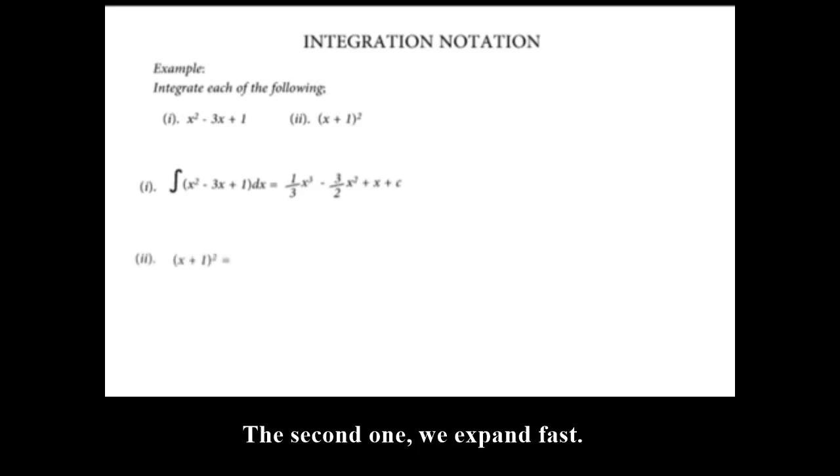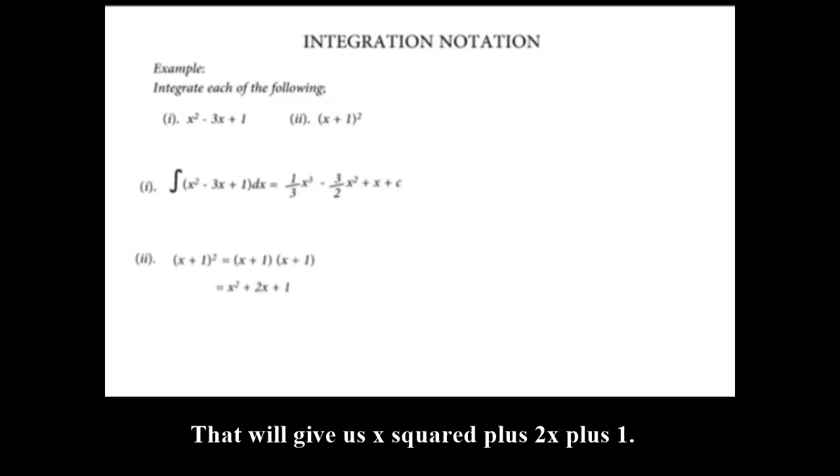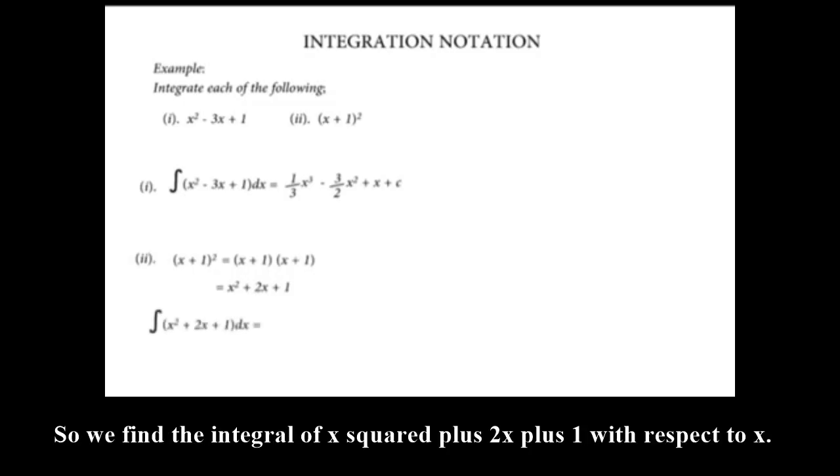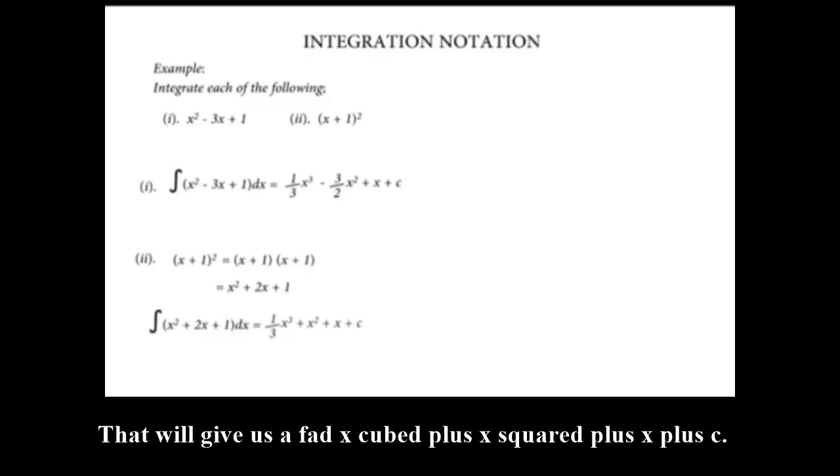The second one, we expand first. That will give us x squared plus 2x plus 1. So we find the integral of x squared plus 2x plus 1 with respect to x. That will give us a third x cubed plus x squared plus x plus c.